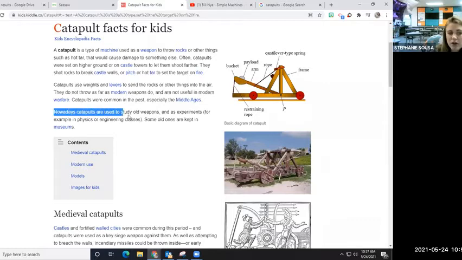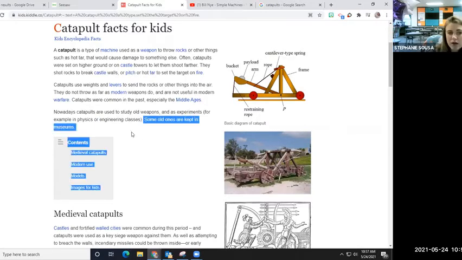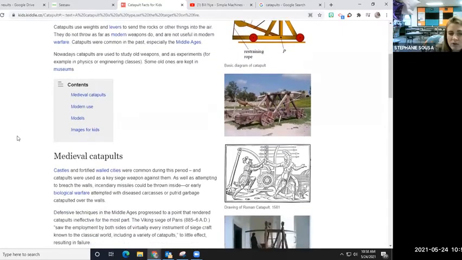Nowadays, catapults are used to study old weapons as experiments, for example, in physics or engineering classes. That's what you're using it as, an experiment in your engineering class, okay? Some old catapults are kept in museums. Go ahead and scroll down.